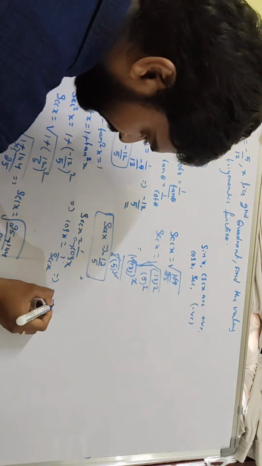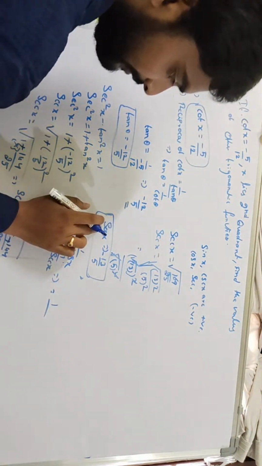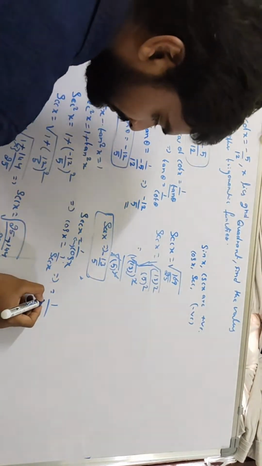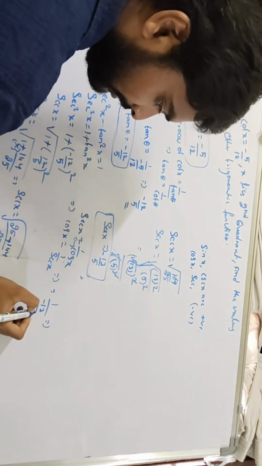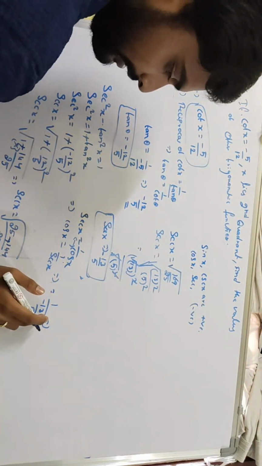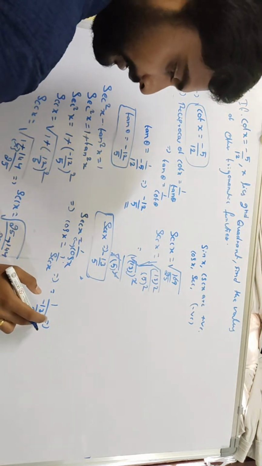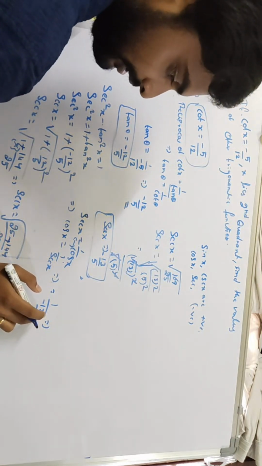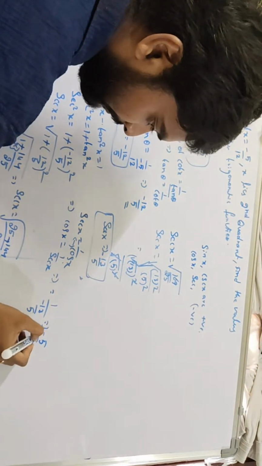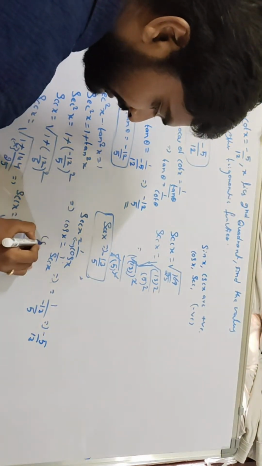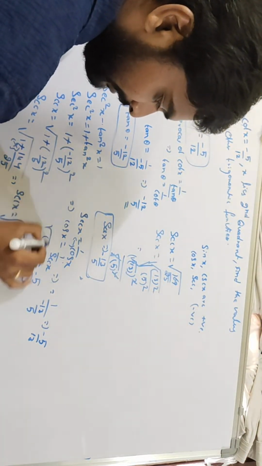is equal to minus 1 by, what is the value of secant x here? Minus 13 by 5. Okay, so whenever we get a denominator under a denominator, when two or more denominators are placed in one fraction, it will become reciprocal, and minus 5 by 13. So cos x is equal to minus 5 by 13.